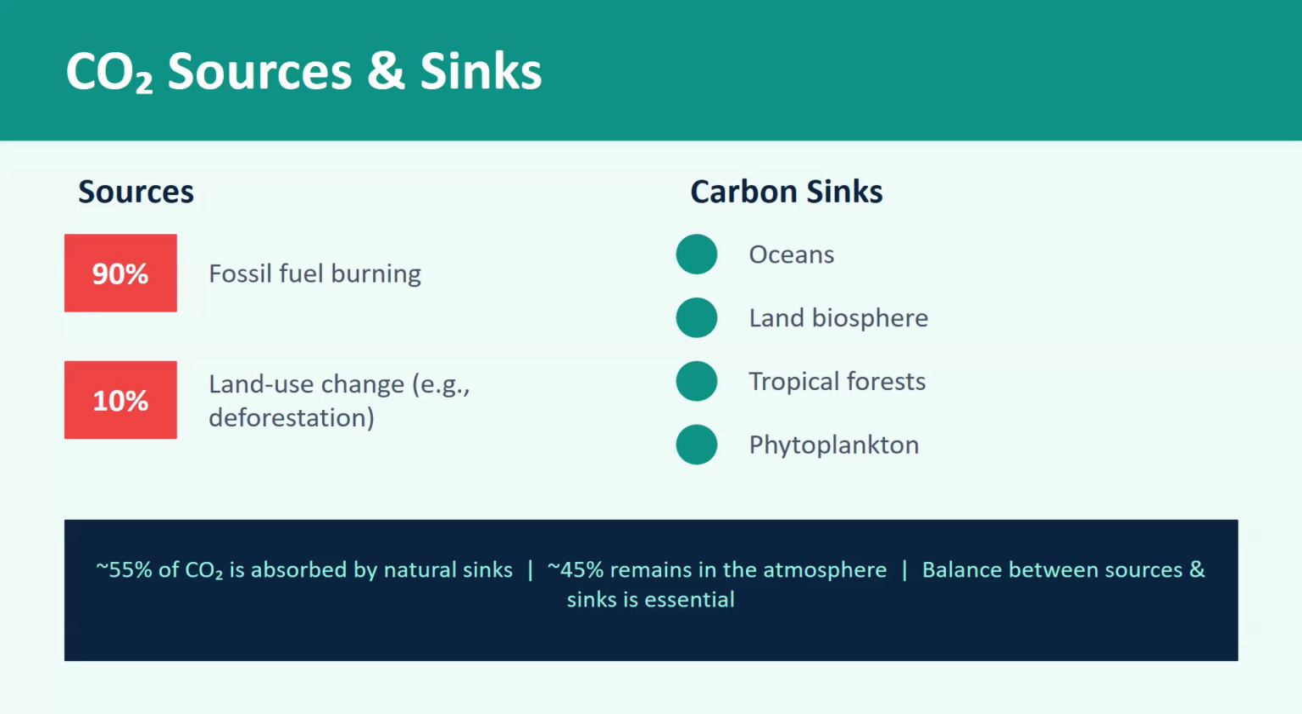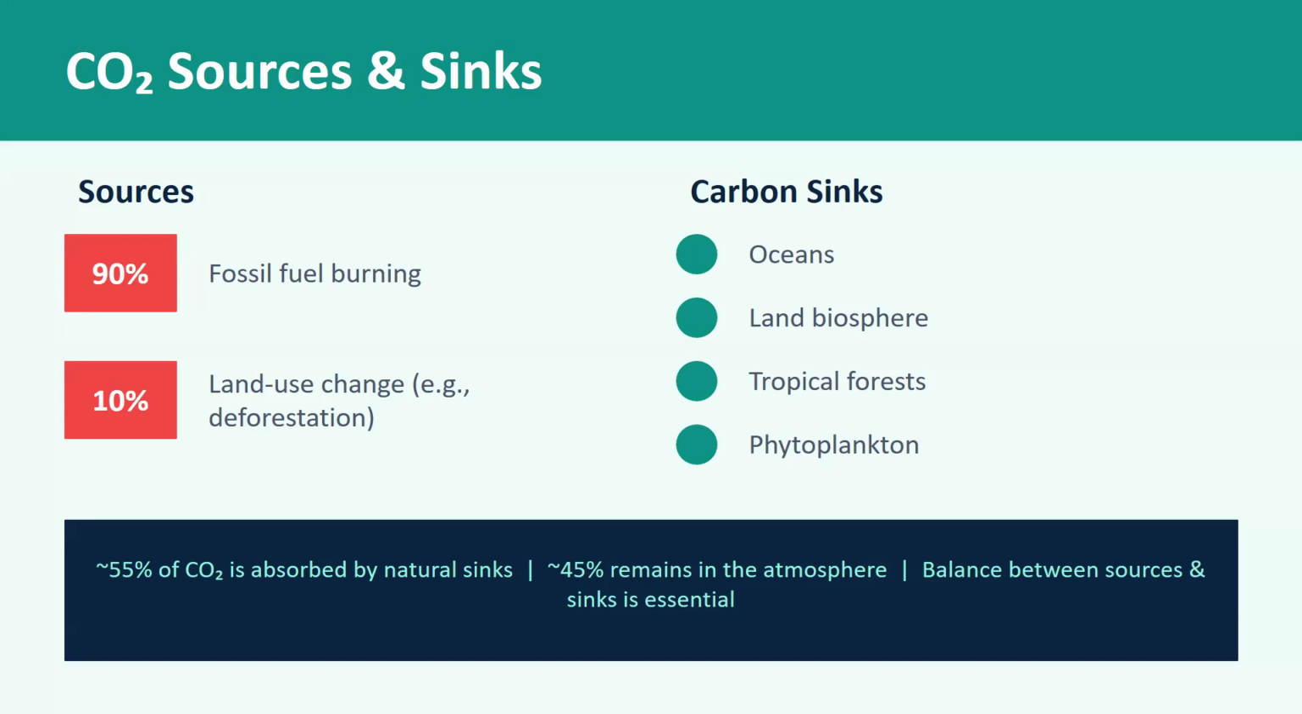Now, what are the carbon dioxide sources and what are their sinks? The sources are 90% fossil fuel burning and 10% from land use change, for example, deforestation. The carbon sinks, which actually absorb the carbon dioxide and remove it from the environment, include oceans, land biosphere, tropical forests, and phytoplankton.